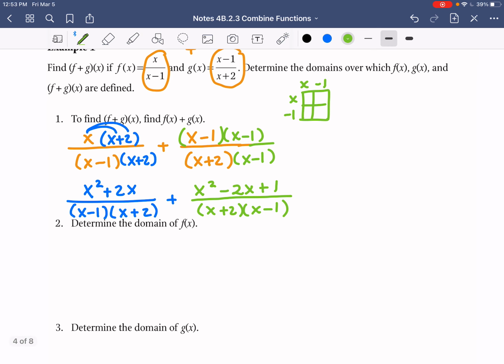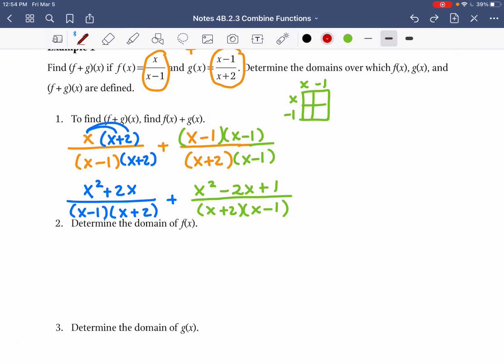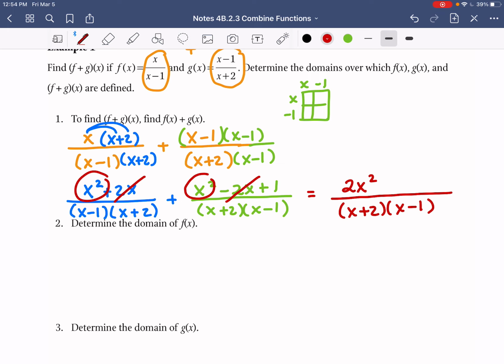Now I have the same denominators. So we notice that our denominators are exactly the same, x minus 1 times x plus 2. So when you have the same denominator, you keep that denominator the same. And you combine like terms in the numerators. So x squared with x squared becomes 2x squared. My negative 2x and my positive 2x are going to cancel each other out, so then I just have plus 1.